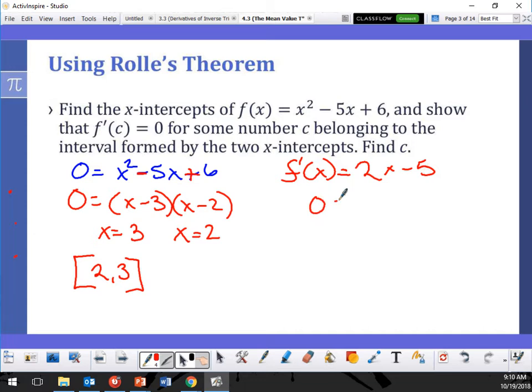So I'm going to say that 0 is equal to 2x minus 5. And therefore, I end up with x is equal to what? 5 halves. Positive 5 halves. Is that inside my interval of 2 to 3? Yeah. It's 2.5, isn't it? Yeah, it's right at 2.5. So look, we found C. We have the values now. Okay? So I found my closed interval from 2 to 3, and I found the x value where f prime of 5 halves is going to be equal to 0.